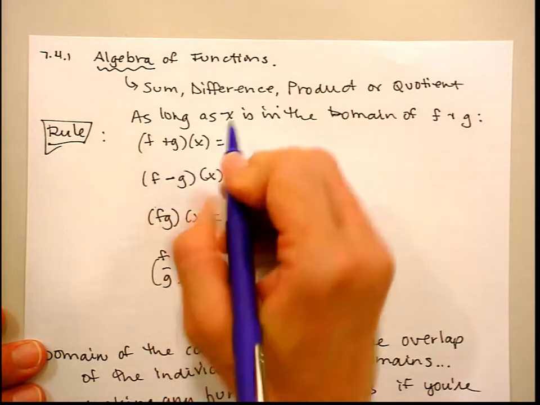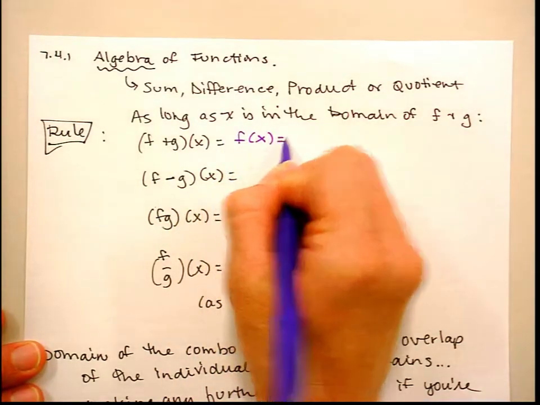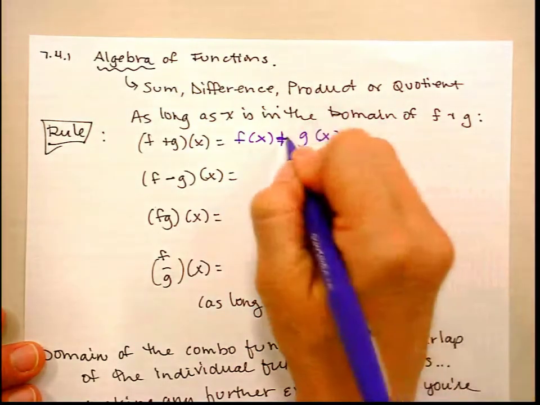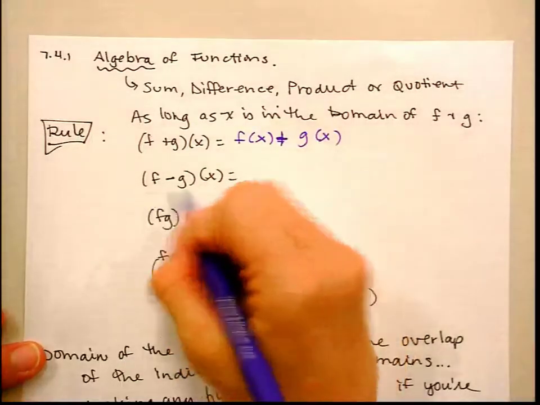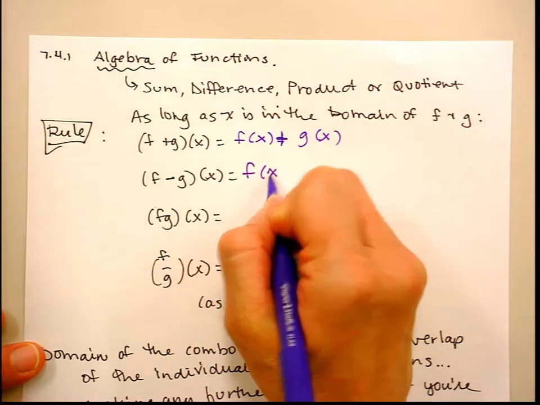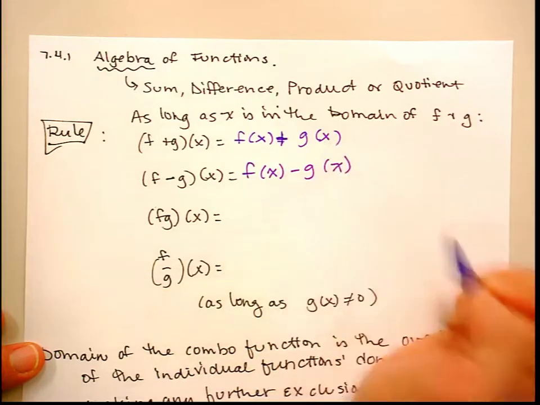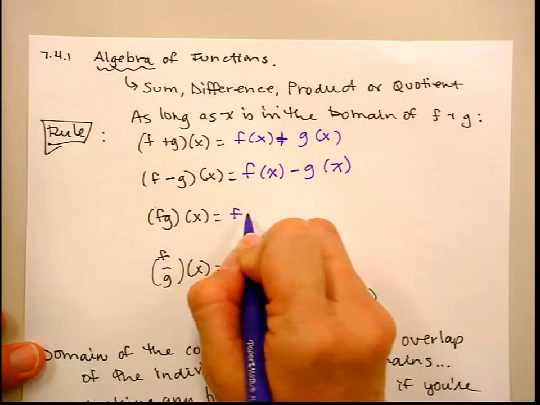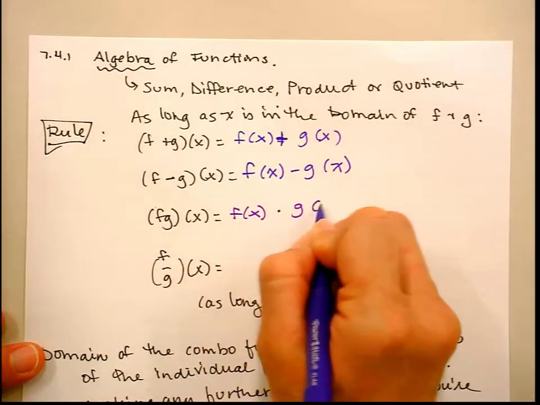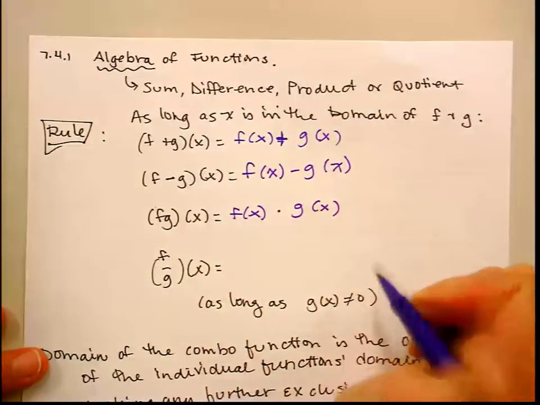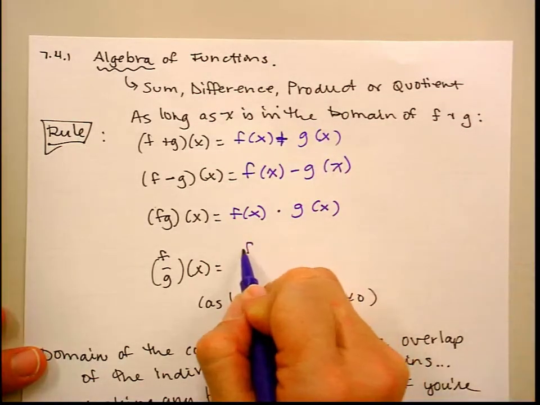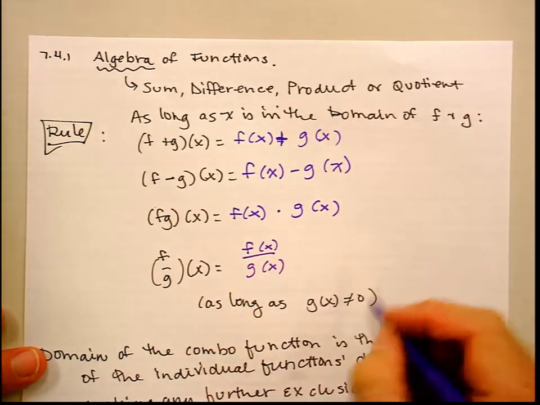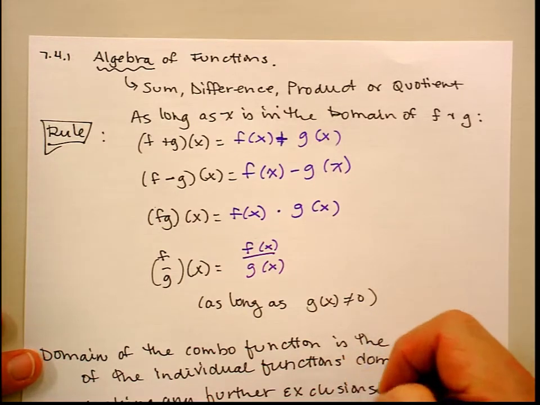So f plus g of x is f of x plus g of x. That was a plus. Okay. F minus g of x I can get by doing f of x minus g of x. F times g of x, so here's our product: f of x times g of x. And for the quotient, again, you just divide the two functions. Okay, we'll have a further restriction that g of x can't be 0 for doing quotient, but that's the only thing.